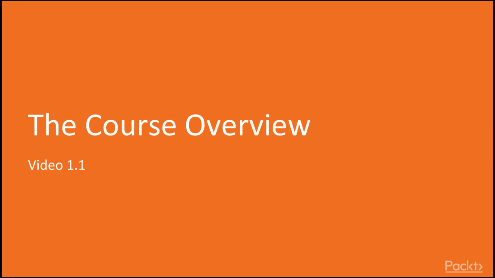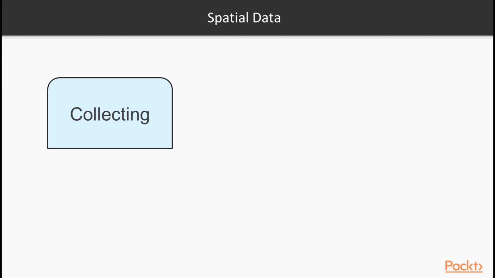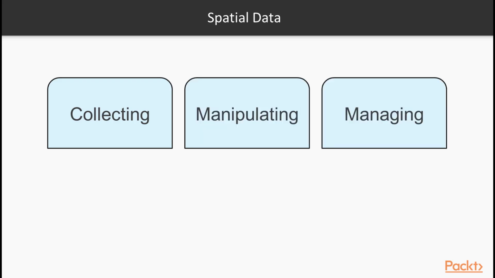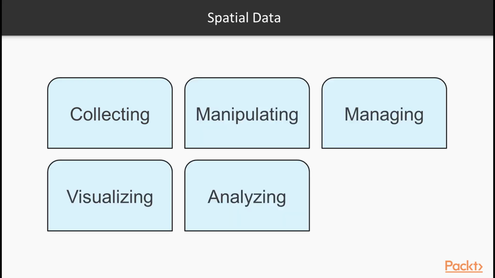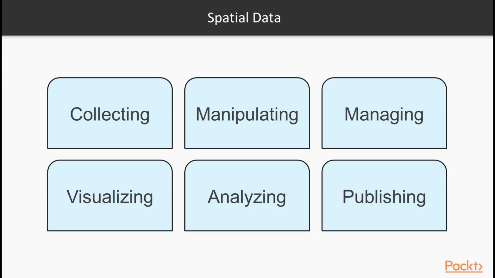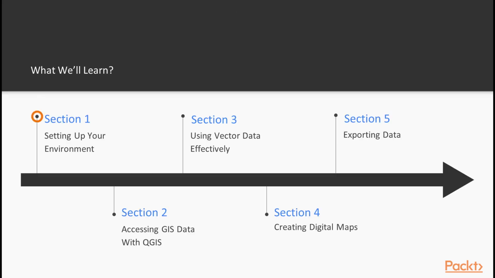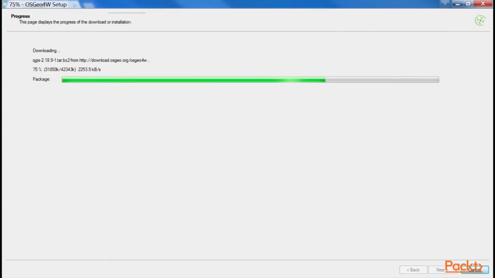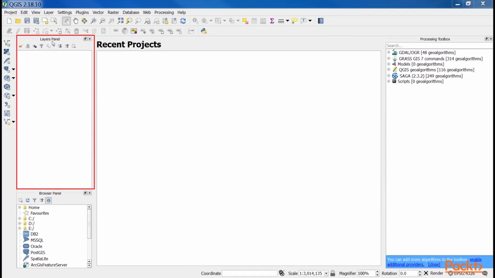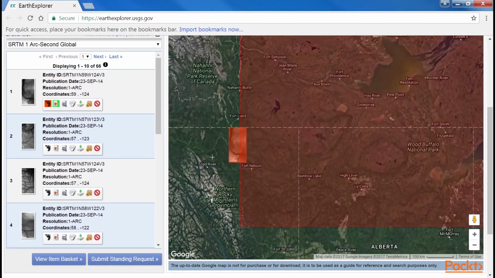Let us now take a look at a brief overview of the course. GIS is a system for collecting, manipulating, managing, visualising, analysing, and publishing spatial data. It can help you to make better decisions and to get more in-depth results from data based on their spatial relationships. The first section, Setting Up Your Environment, guides you through the basic steps of creating an open source software infrastructure you can carry out your analyses with.